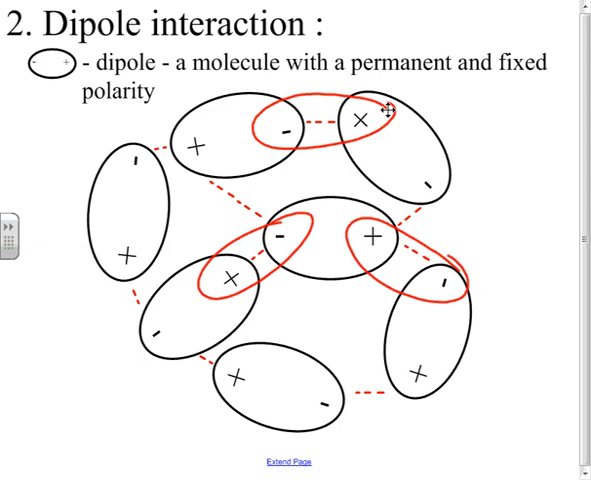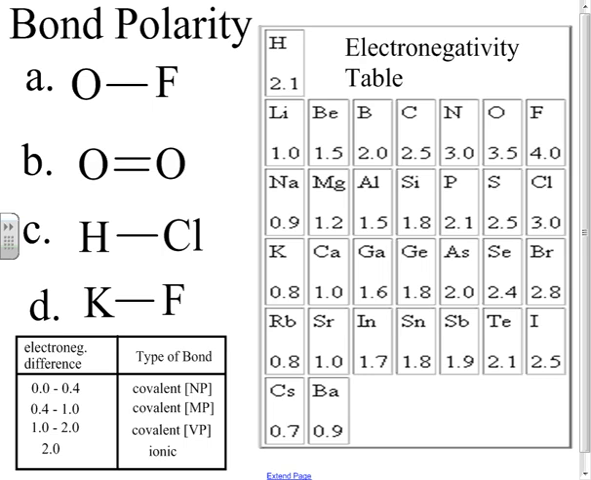To understand bond polarity, we need to look at the electronegativity of the elements involved. So here we have an electronegativity table and some bonds between elements. If we look at the oxygen-fluorine bond, we find the electronegativity of oxygen to be 3.5, fluorine to be 4.0. And so the electronegativity difference is 0.5. And then by referring to this lower table here, 0.5 is going to make that a covalent, moderately polar bond. In other words, the electrons are shifted towards the more electronegative fluorine.